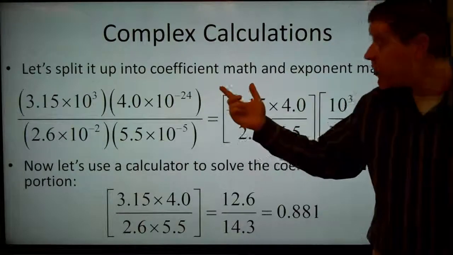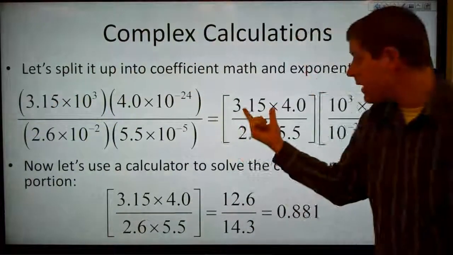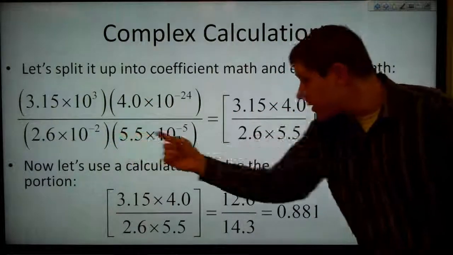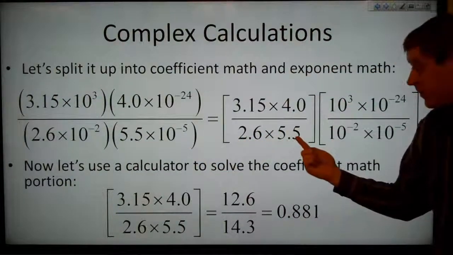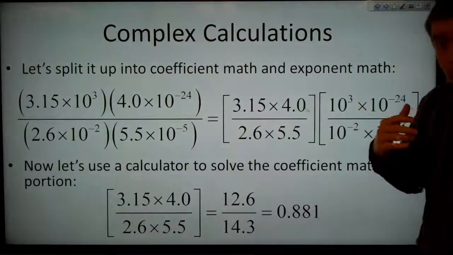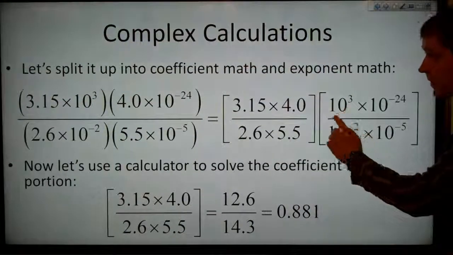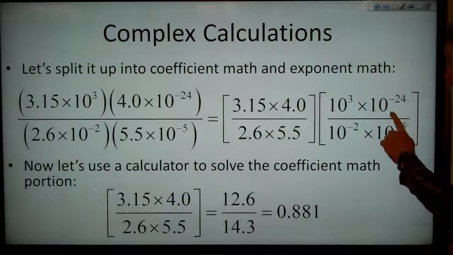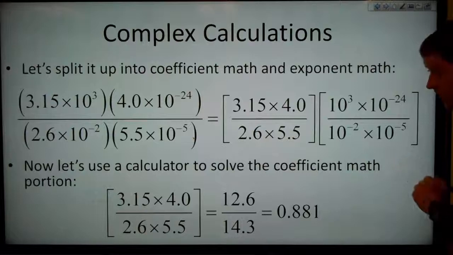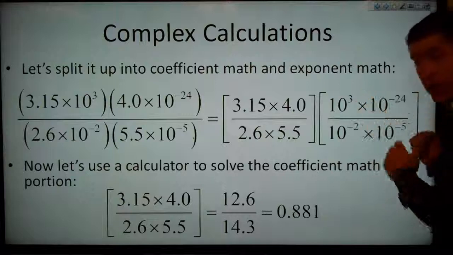So first, let's split it up into coefficient math and exponent math. So let's pull out all the coefficients. So 3.15, 4.0, those are being multiplied on the top. Then we're dividing by the 2.6 times 5.5. So that is all of our coefficient math. Then we have our exponent math. We have 10 to the 3 times 10 to the minus 24 divided by 10 to the minus 2 times 10 to the minus 5. So now we're going to do each part separately. We're going to do the coefficient part, and then we're going to do the exponent part.